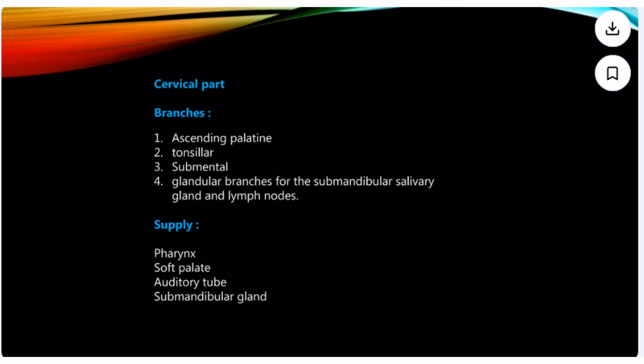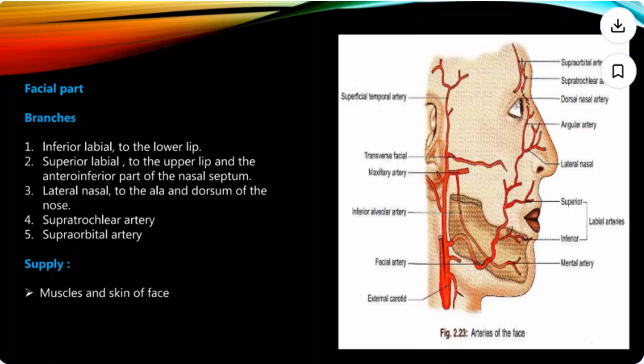So, coming to the cervical part of the facial artery, we have the ascending palatine artery, tonsillar branch, submental branch, and the glandular branch, for the submandibular salivary gland and the lymph nodes. It supplies the pharynx, soft palate, auditory tube, and submandibular salivary gland.